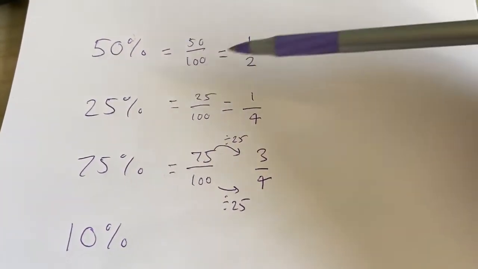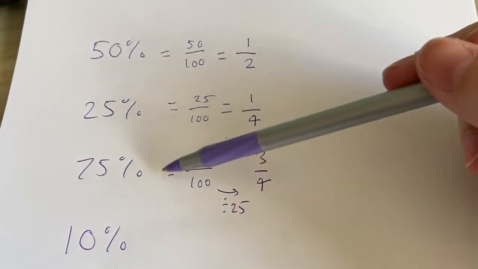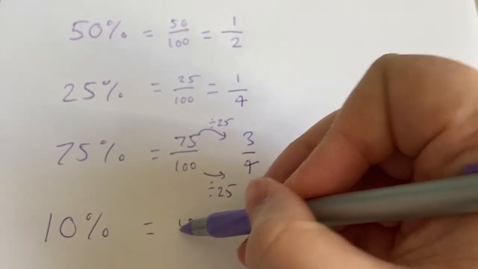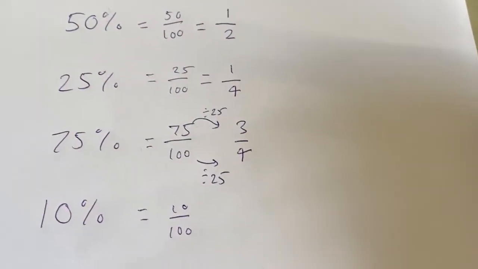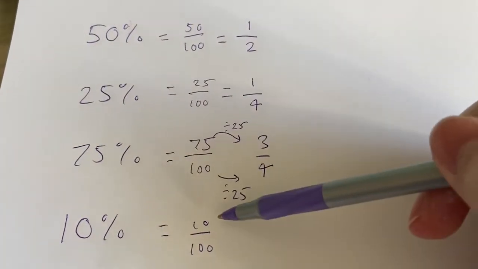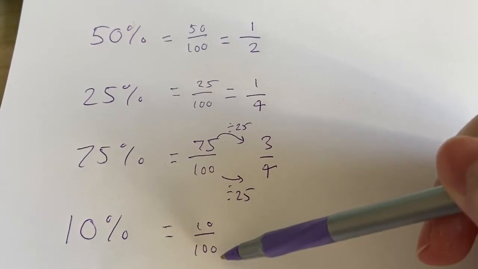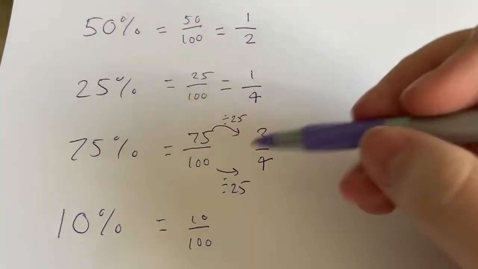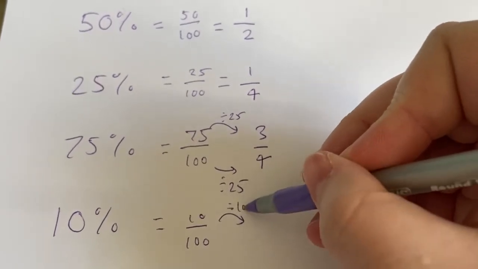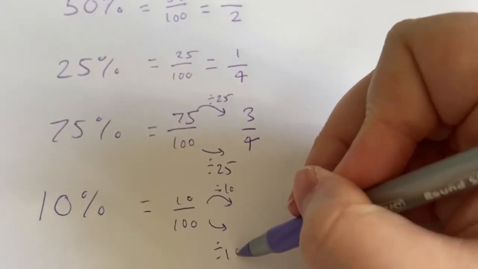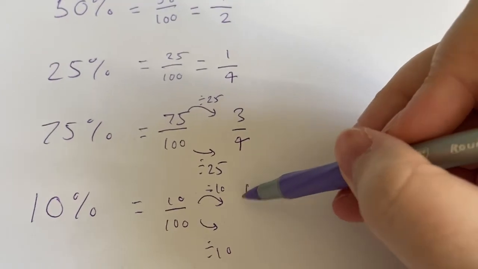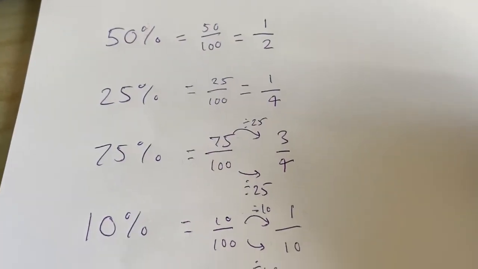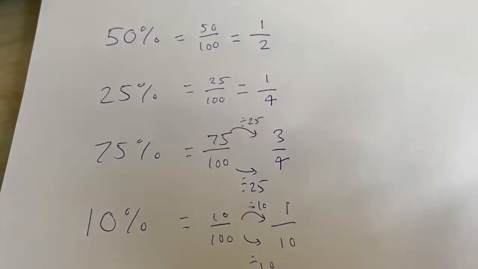50% is a half, 25% a quarter, 75% 3 quarters, and finally for now 10%, well that's 10 over 100. If I want to simplify that fraction, I need to think of a number that I can divide both the numerator and the denominator by. So those numbers, 10 and 100, are both in the 10 times table. So I'm going to divide top and bottom by 10. 10 divided by 10 is 1, 100 divided by 10 is 10, so I know 10% is the same as a tenth. So there's 4 facts there, see if you can remember those 4 facts.